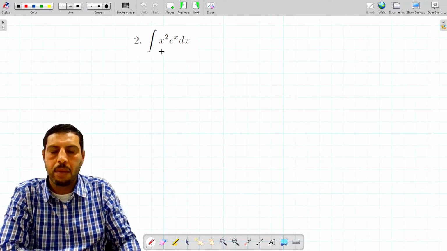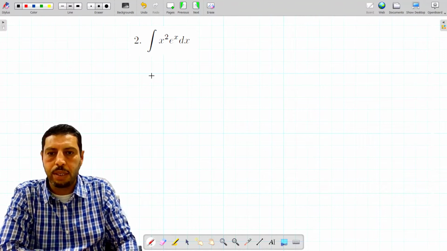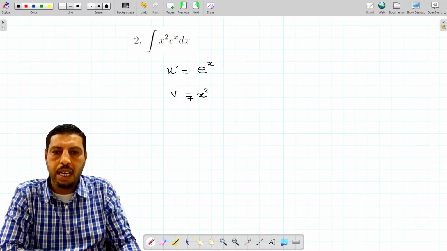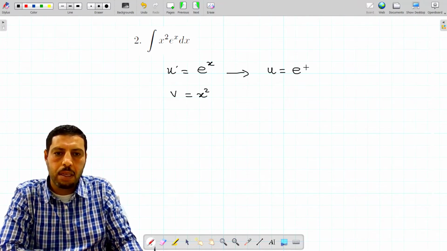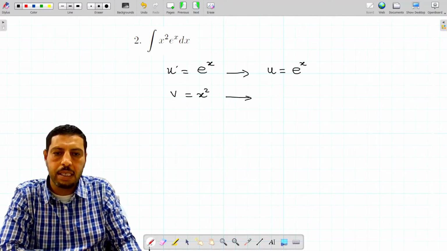Next one, we have a polynomial x squared times an exponential. So following my rule, I will choose u prime as exponential x, the exponential, and v as the polynomial. The idea is to get rid of this polynomial and compute the integral of the exponential. So u prime is exponential x, u is exponential x. The integral of exponential x is exponential x, and the derivative of x squared is v prime equals 2x.